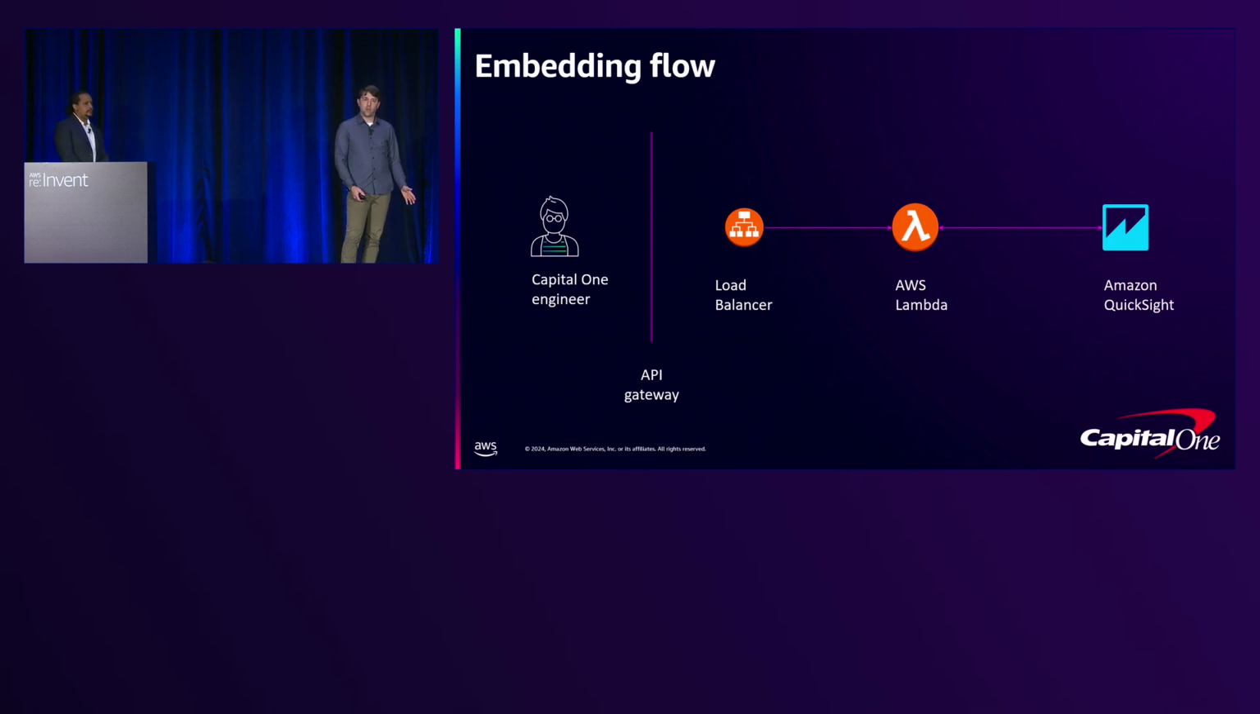And if you're familiar with embedding in QuickSight, oftentimes IAM is required. You have to set up IAM roles, IAM policies. A trust has to be established between an outside application and the QuickSight application. And for us, this takes time because two teams have to get involved. It's a very manual process.